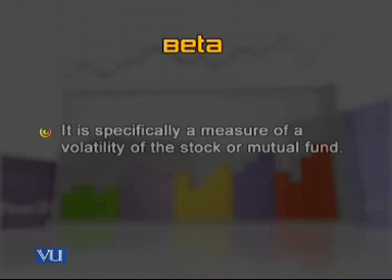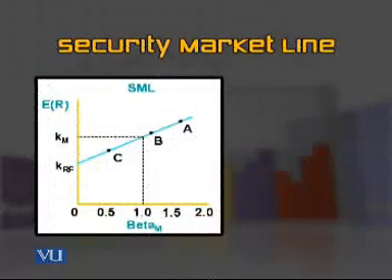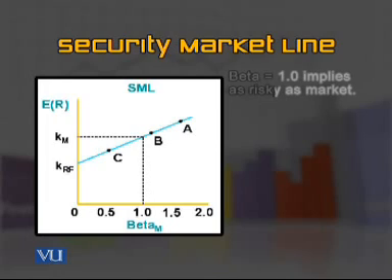For this purpose, a term comes up called beta. And this is specifically a measure of volatility of the stock or the volatility of the mutual fund. For making things clear, to clarify what this is all about that I'm talking, you shall look at the screen, which shows you the security market line. This graph tells you about the security market line and the betas. Take a good look at the graph and you'll find out that we take one as the standard of beta. And one implies as risky as the market.